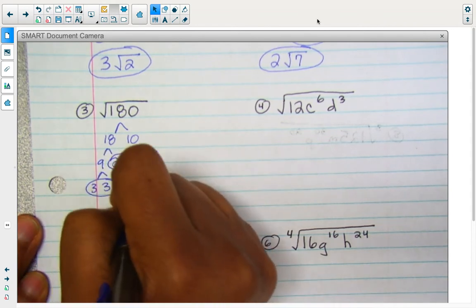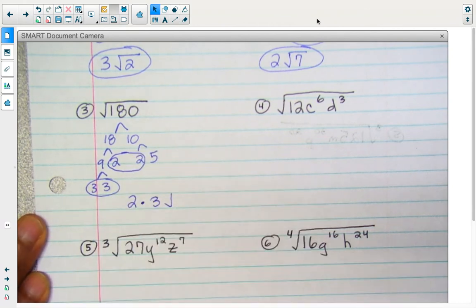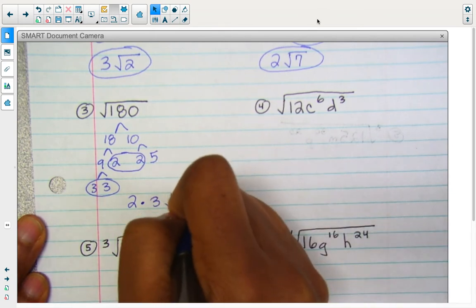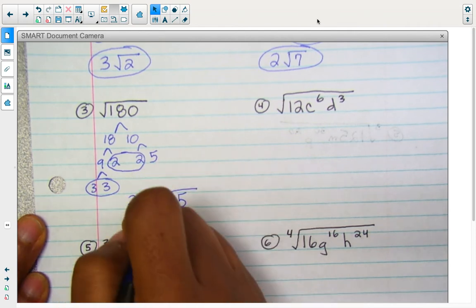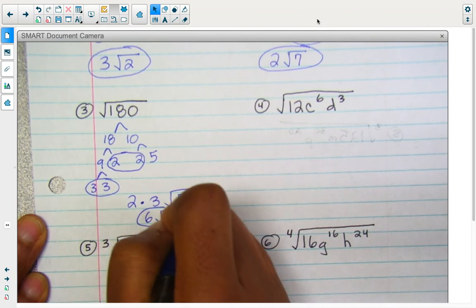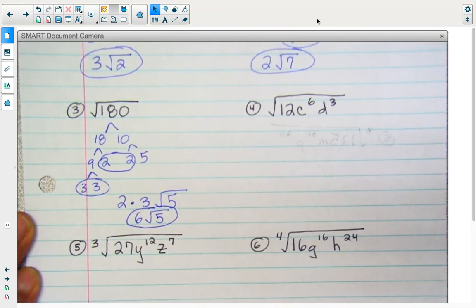So this is 2 times 3. And leftover prime numbers go on the inside. So my leftover prime number is the number 5 that goes on the inside. 2 times 3 is 6. So my final answer is 6 square root of 5. So final answer, 6 square root of 5.